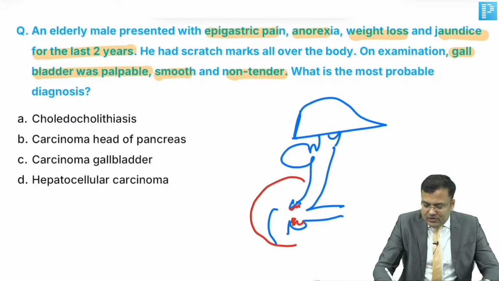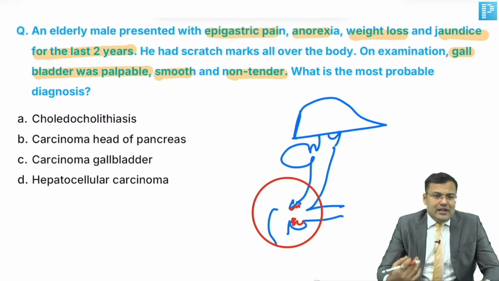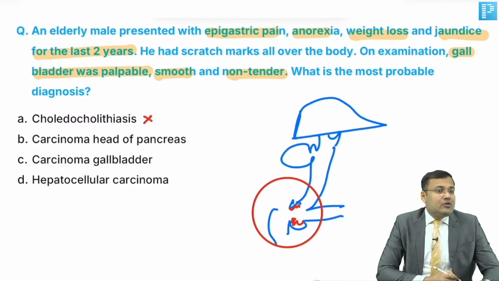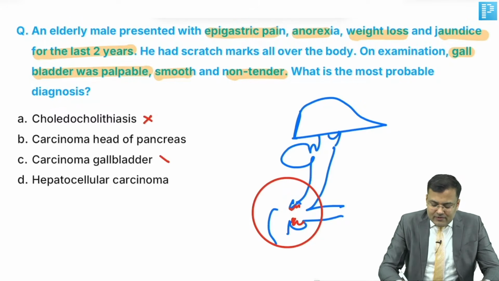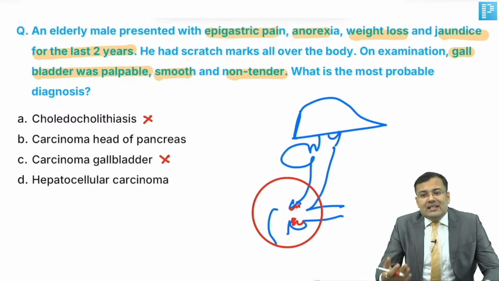So within 2 centimeter of ampulla, that is periampullary. So malignancies are ampullary carcinoma, carcinoma head of pancreas, distal cholangio and duodenal. It's not because of choledocholithiasis. When the stone is there, gallbladder is seldom palpable. It's not because of carcinoma gallbladder, because usually in carcinoma gallbladder, jaundice is a late sign.